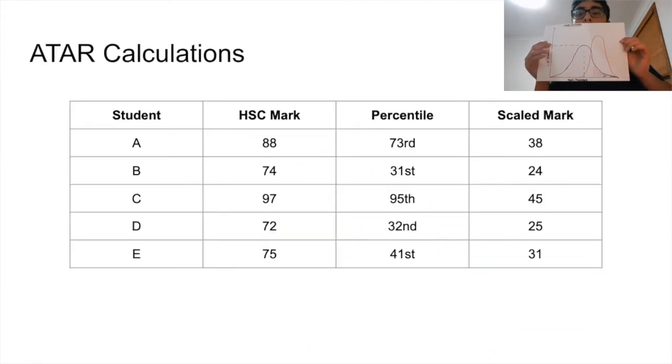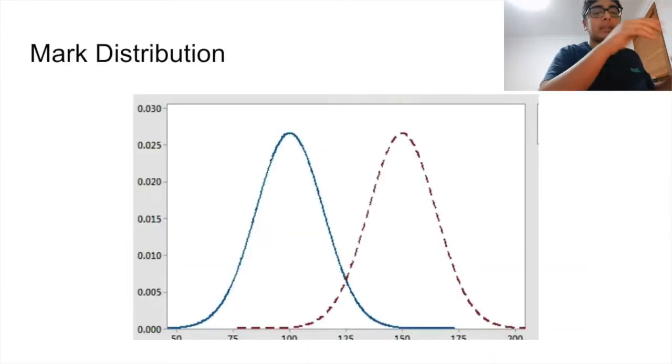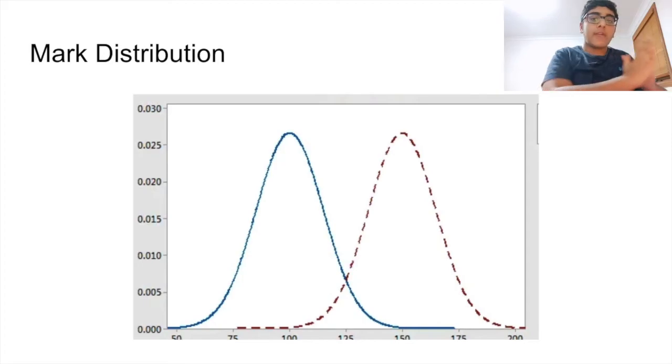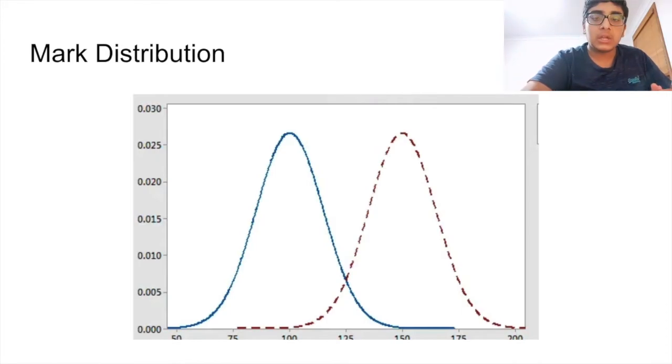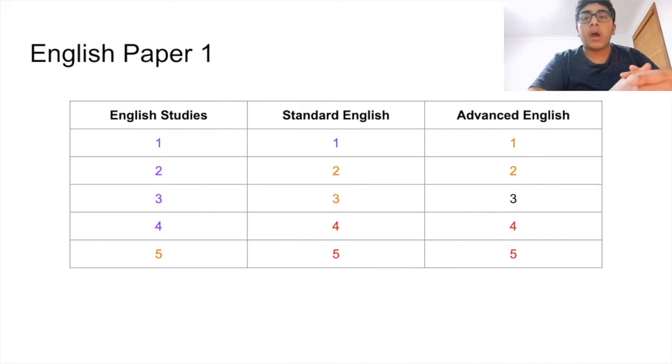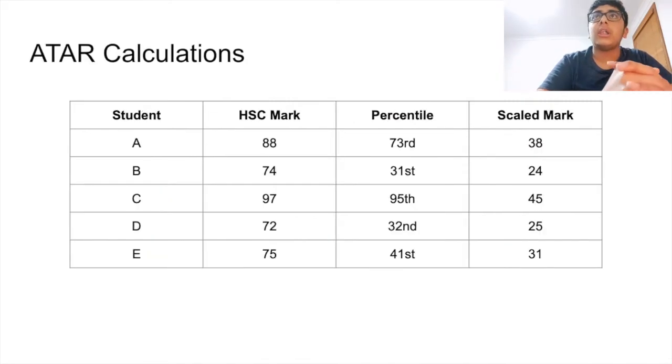For those of you who can't see the camera, they plot everyone on that list. Then they look at the percentiles. So if you're in the top 99%, you'll get a certain scaled mark. Let's just take an example of how a scaled mark is achieved.